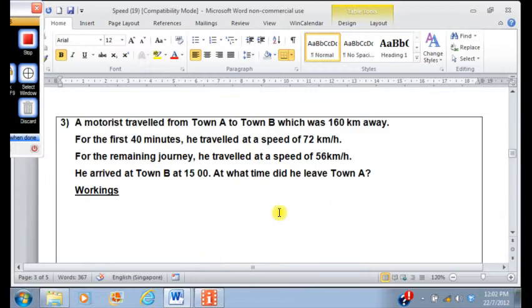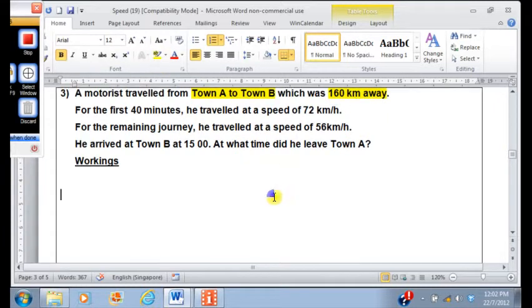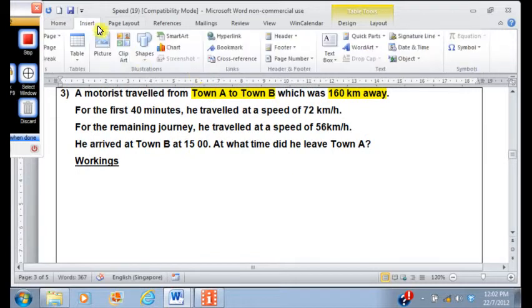Right. A motorist traveled from town A to town B. They are telling you a starting point and an ending point. Please highlight. Which was 160 kilometers away. Now what do we understand from this? We know that we can do this. We can very simply go and form a simple diagram.